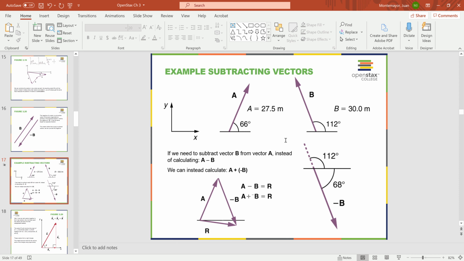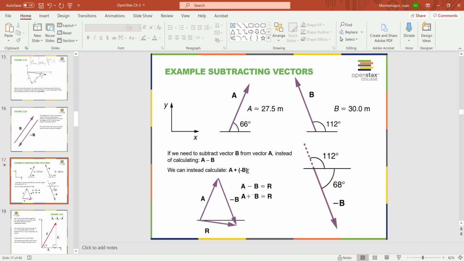So a little bit more examples of subtracting vectors. If we need to subtract vector B from vector A, instead of calculating A minus B, we can simply do A plus the negative B, right? So we can say, okay, well, I have my A. This one's representing A here, 27.5 meters, right, at 66 degrees. And this is my B going in the opposite direction at 112 degrees, but in the opposite direction.